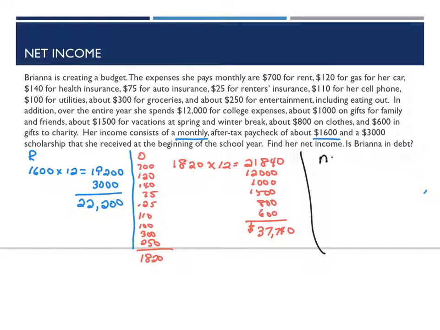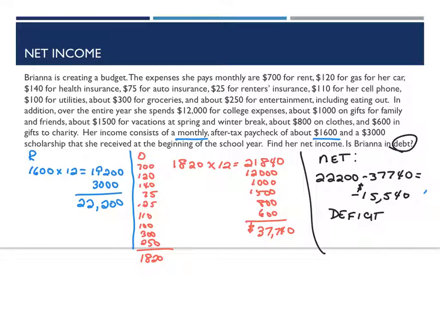If we want to find her net income, then we have to take the receipts minus the outlays, and that equals negative $15,540. Now, Brianna is operating at a deficit, but that's not the question. The question is, is Brianna in debt? Well, not necessarily. Operating at a deficit means you are spending more than you are taking in, at least for that year, or whatever that time period is.